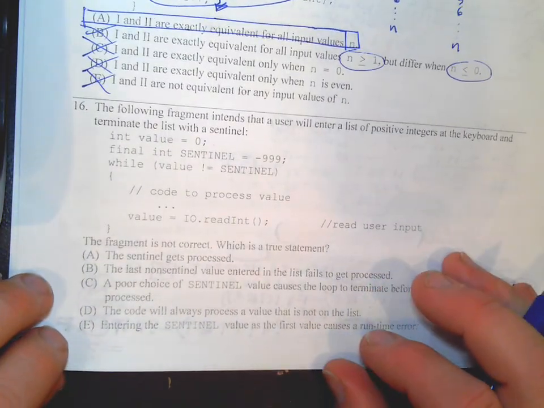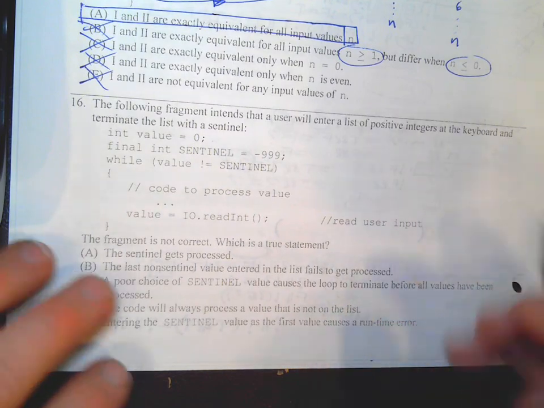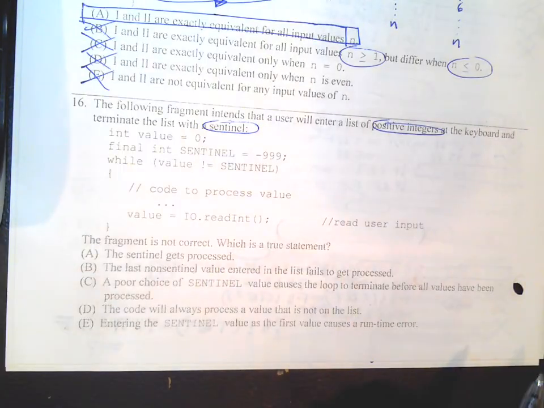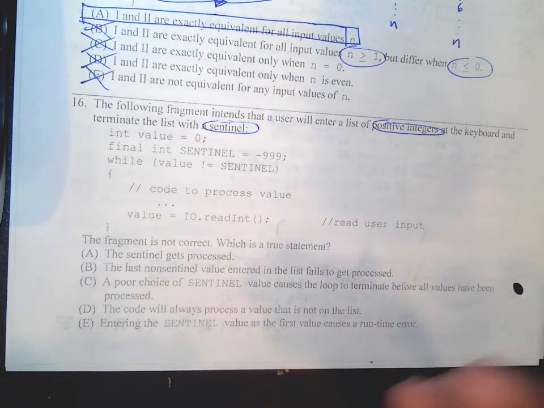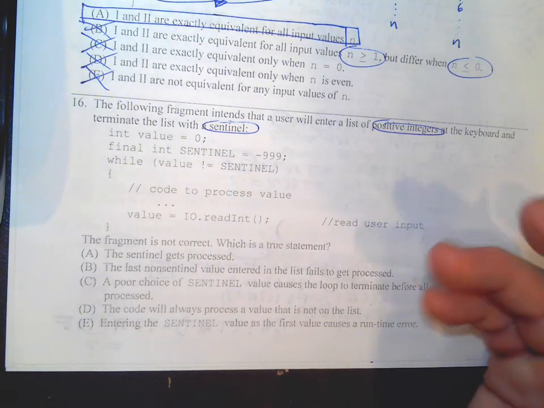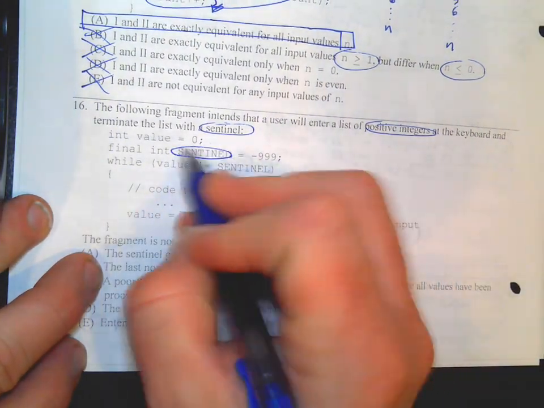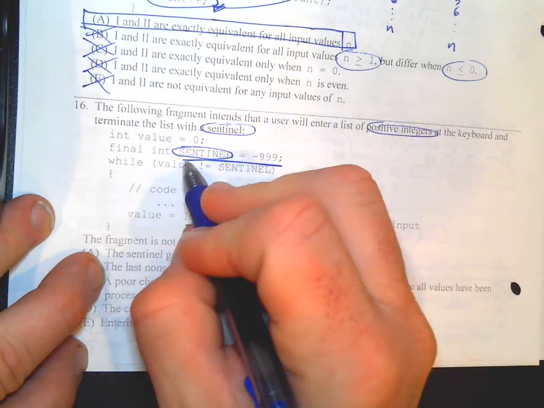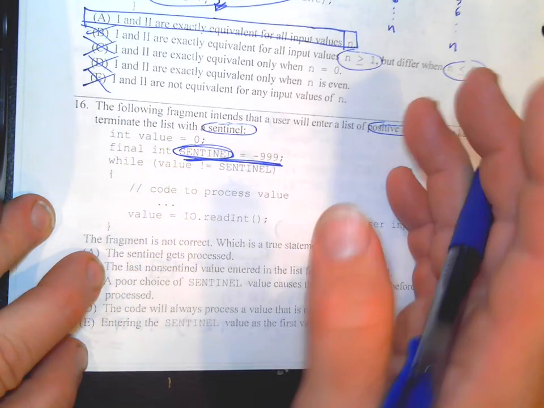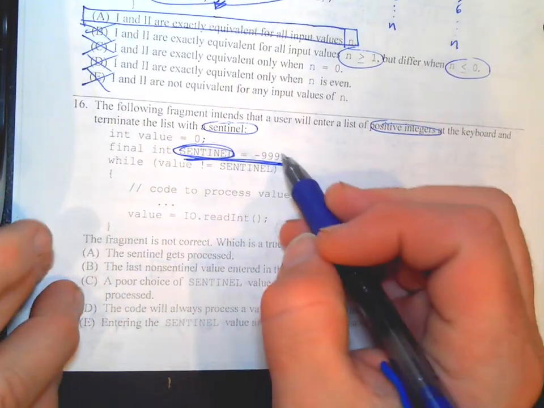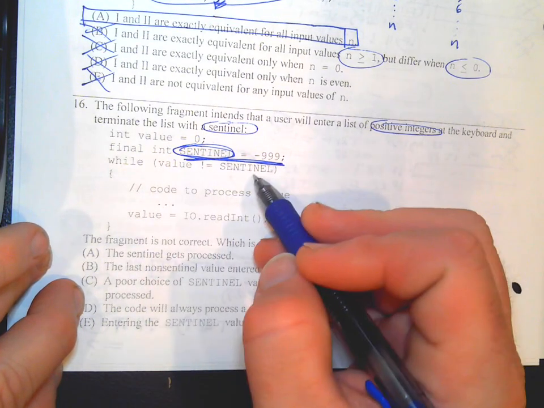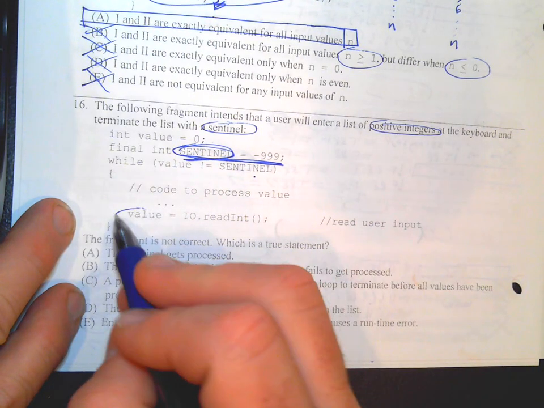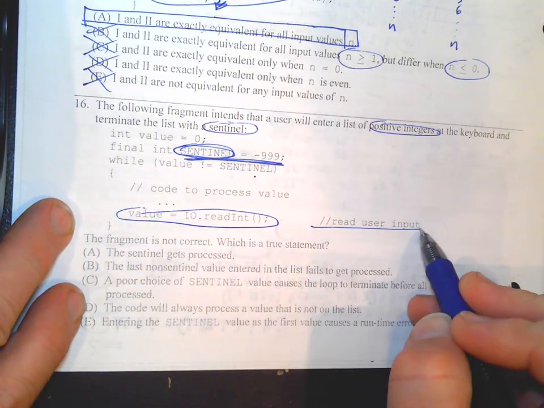All right. The following fragment intends the user will enter a list of positive integers on the keyboard and terminate the list with a sentinel. A sentinel is a special character or special input that signals the end. Now they're saying the sentinel, because it's a constant, they're going to use all capital letters to name it. That's one kind of special thing. And they're saying enter -999. So as soon as that gets entered, it says process the value. And then this reads in the next user input.